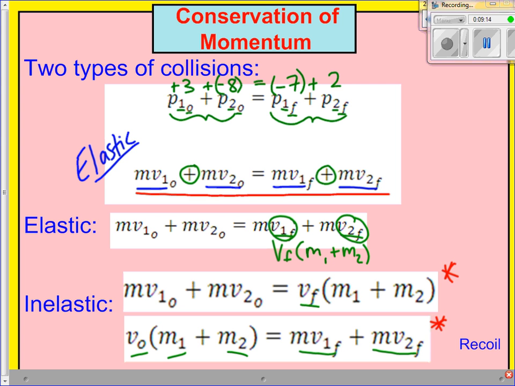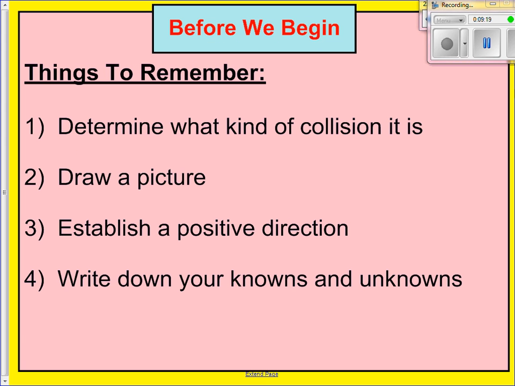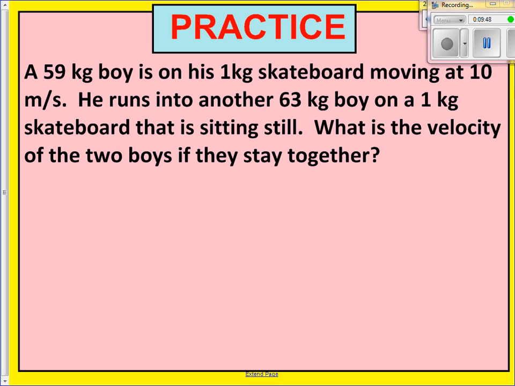Let's go ahead and do some math so we can understand how to use this equation and really see how simple it is. Before we begin, a couple things to remember. The first thing you want to do when you read a problem is determine what kind of collision it is. Is it elastic or is it inelastic? Secondly, draw a picture. You don't have to be a perfect artist, just draw a picture. Thirdly, establish a positive direction. This is extremely important. If you don't do this, most of the time you will get the answer wrong. And then finally, number 4, write down your knowns and solve for your unknowns. With that being said, let's go ahead and look at this.